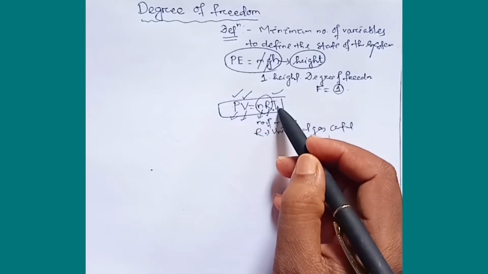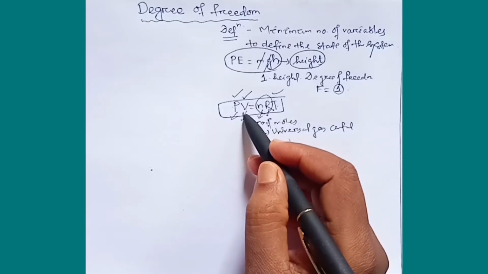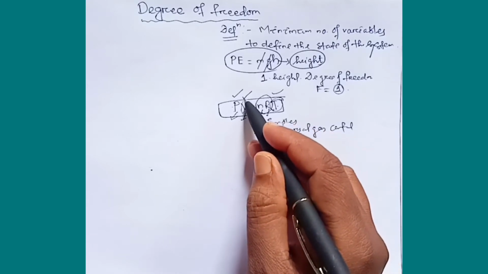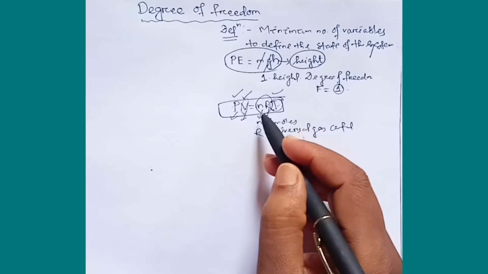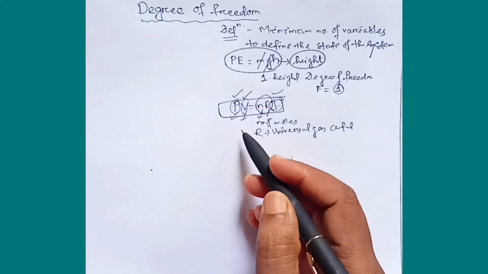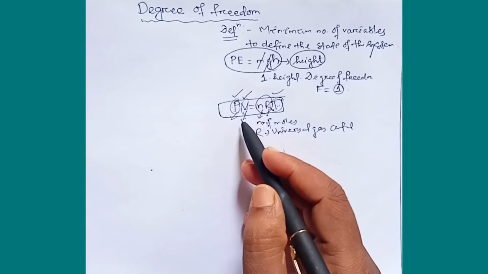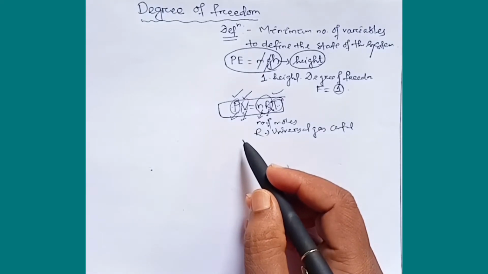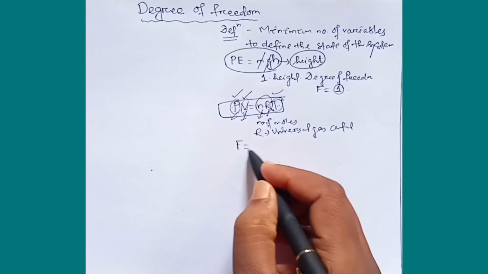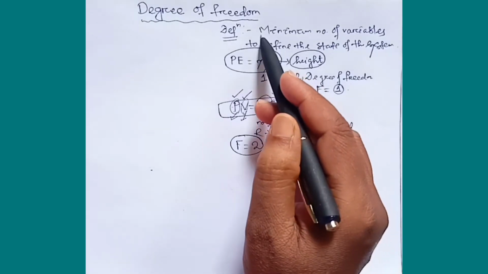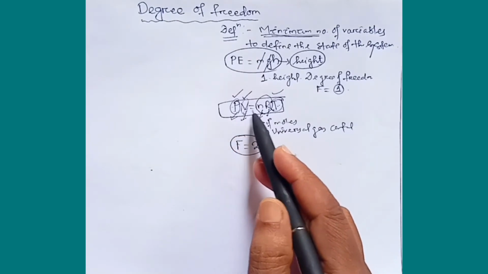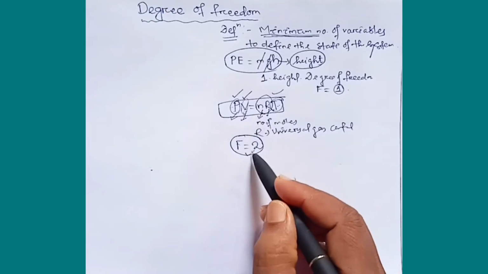If we know the value of pressure and volume, by putting these two values in the ideal gas equation, we can get the temperature. Similarly, if we know the value of volume and temperature, we can get the remaining pressure. So though there are three variables present, pressure, volume and temperature, if we know two of them, we can get the third. So here the degree of freedom F equal to 2. Why 2? Because the definition says minimum number of variables to define the state of the system, and we depend upon two variables in the ideal gas equation.